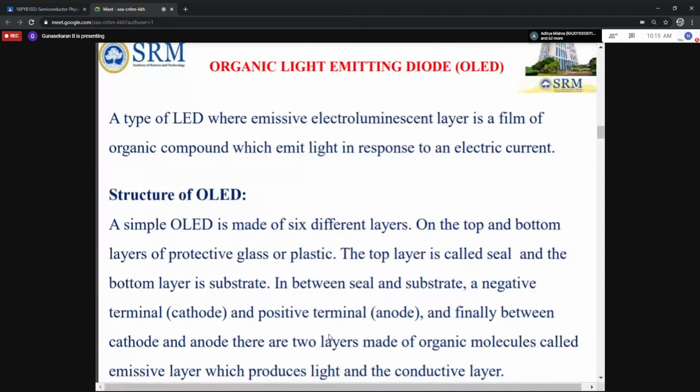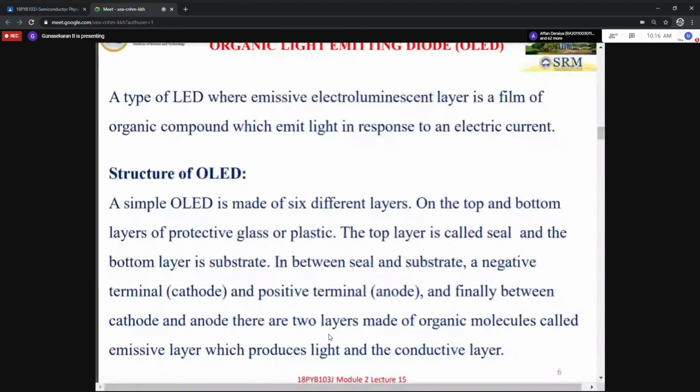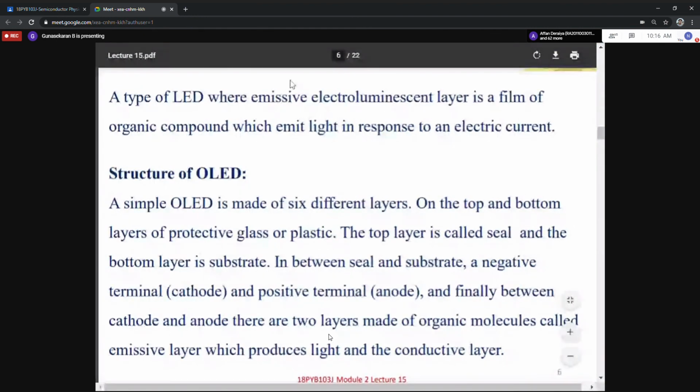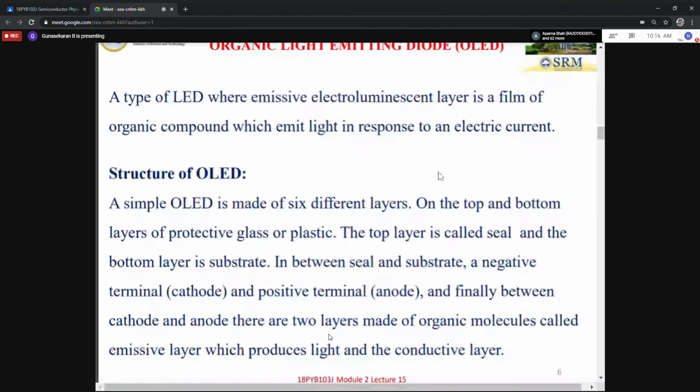Today you are going to see organic light emitting diodes. Especially this is for the emissive electroluminescence. This is made up of thin layers, a film of organic compound, which will emit light radiation depending upon the applied input current. Here also electrical energy is converted into light energy, but the process is slightly different compared to normal LEDs. Here the organic layers are 2 layers.